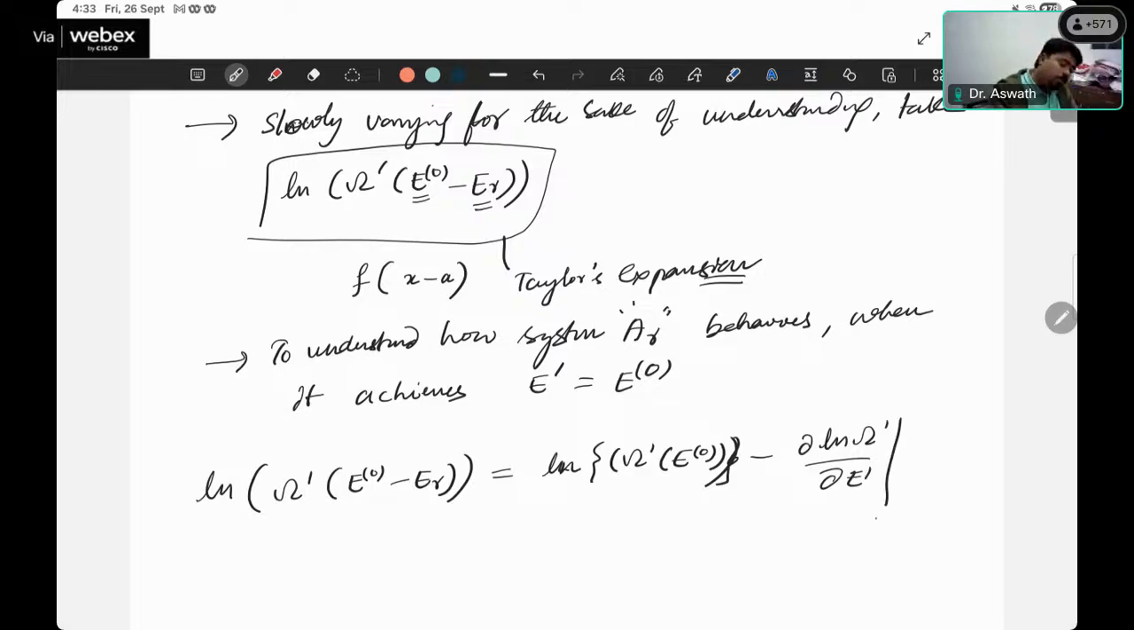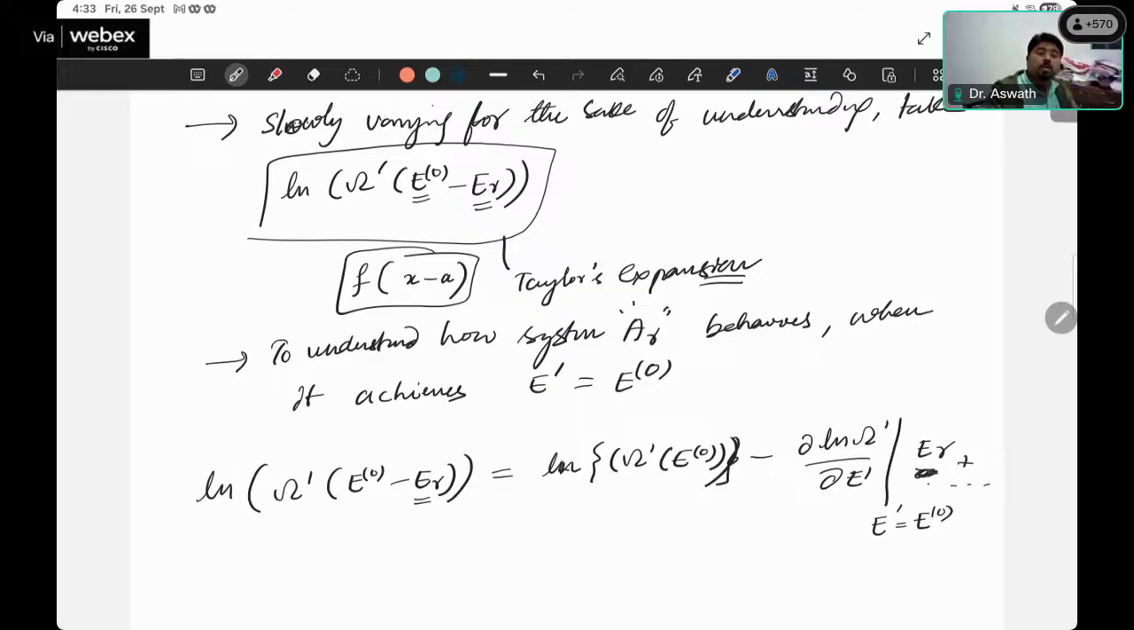And what value? E prime taking a value E of 0, multiplied by E_r. E prime is my variable, and this is just a constant. So that is what the Taylor expansion of this function would have, and my higher order terms will be added.